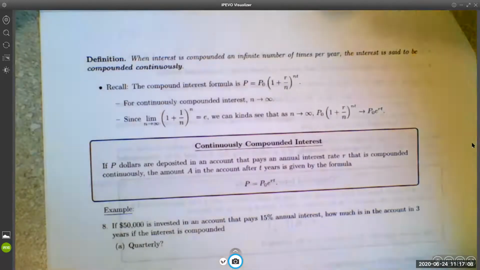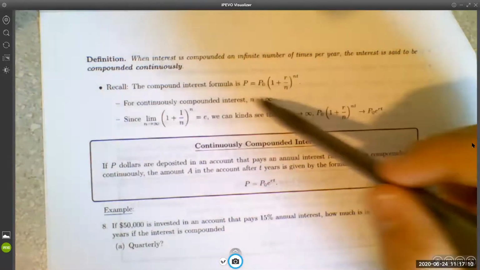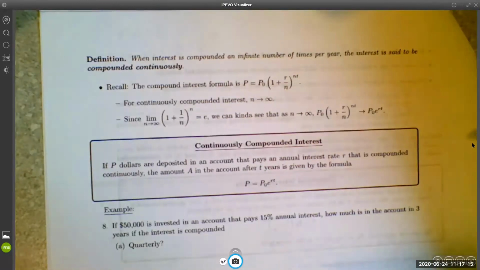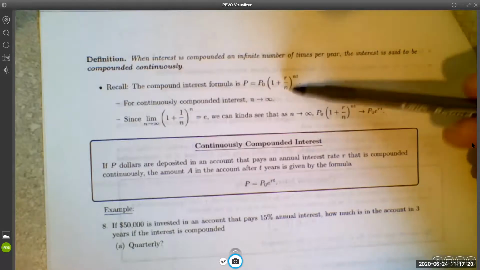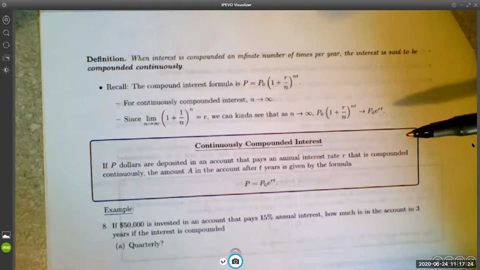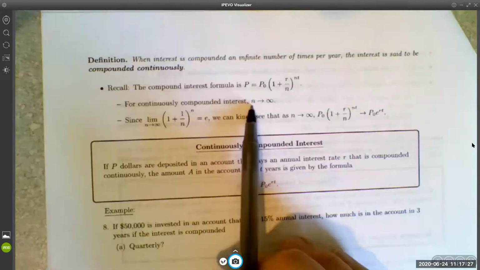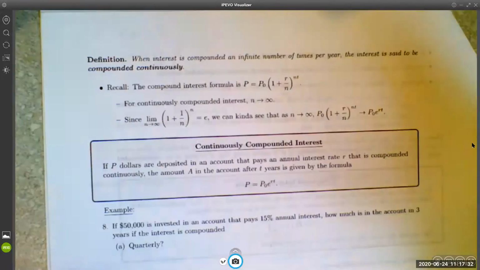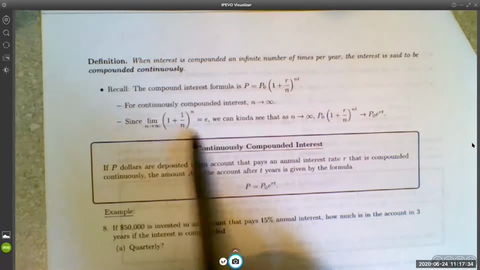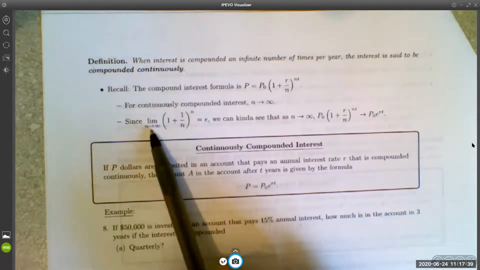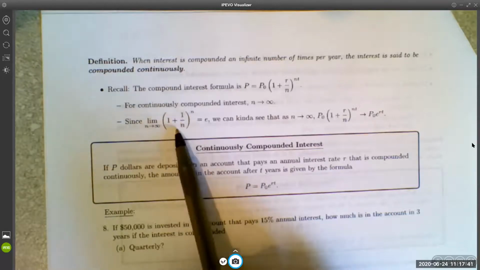Because we could play this game with this compound interest formula where we say, well, what happens if we just let n get arbitrarily large? Like we just let n get as large as possible. Like if we compound every minute, every second, every millisecond, right? What happens? In other words, what happens as we let n go to infinity in this formula? Well, earlier, a couple pages ago, we defined the number e to be the limit as n approaches infinity of 1 plus 1 over n to the nth power.